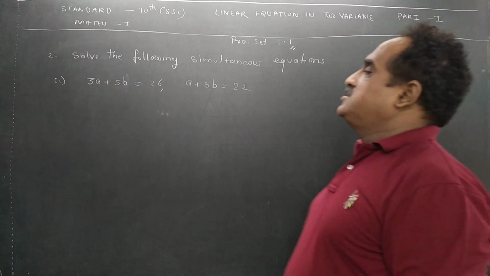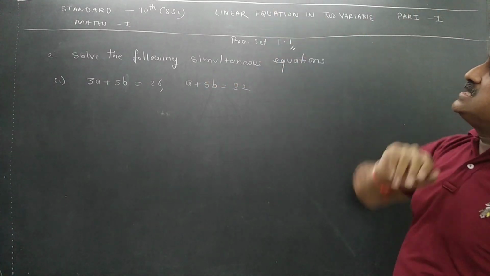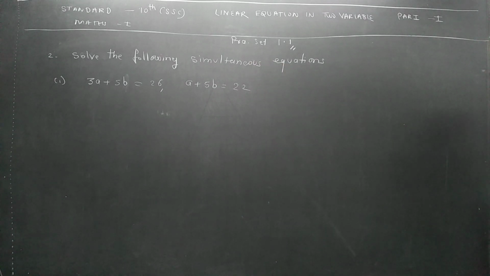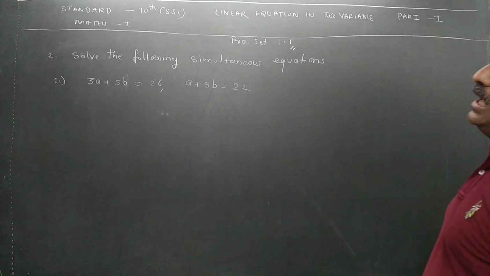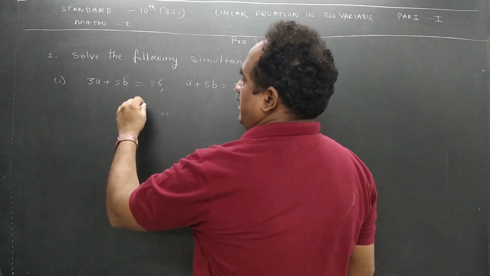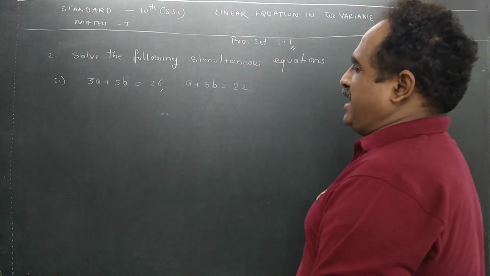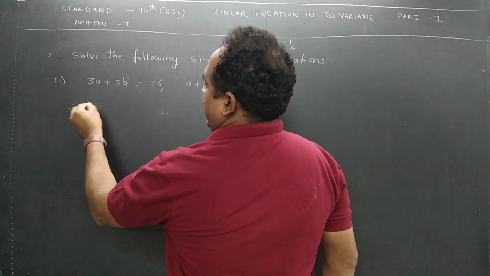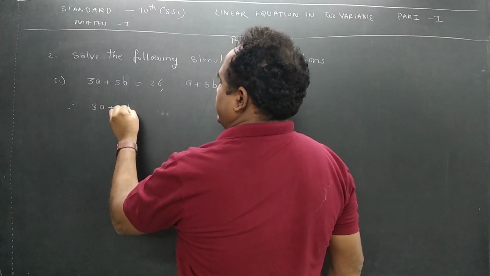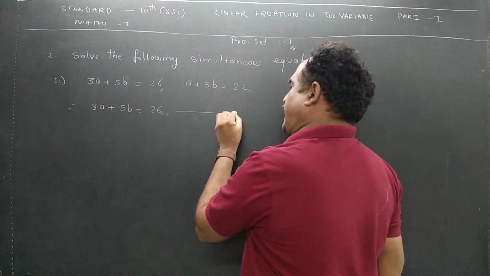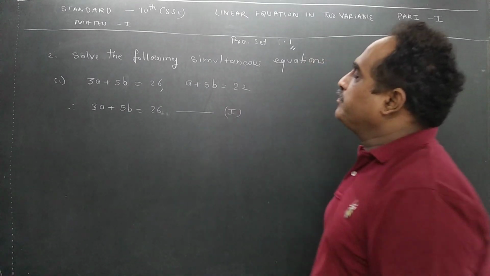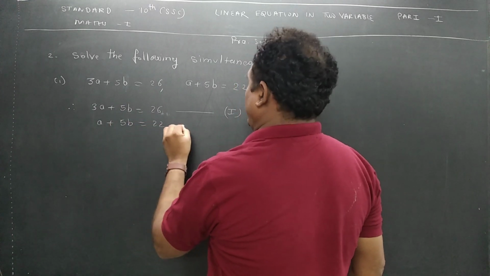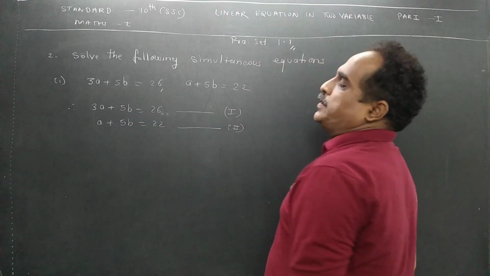They have given the second question: solve the following simultaneous equations. Means what? Linear equations in two variables only. Simultaneous equation does not mean anything else. It is a linear equation in two variables only. So in the second question they have given 3a plus 5b is equal to 26 and a plus 5b is equal to 22. I will declare 3a plus 5b is equal to 26 as equation 1, and a plus 5b is equal to 22 as equation 2.